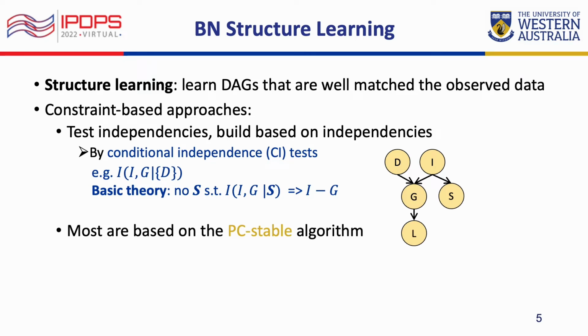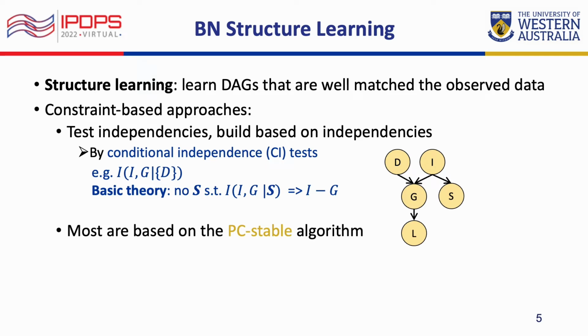One common approach is constraint-based approaches. They test the independencies among the variables and build the structure based on these independencies as constraints. The test is called a conditional independence test, such as I given D. It is an independence hypothesis that I and G are independent given D. The CI test is to test whether the hypothesis holds or not.